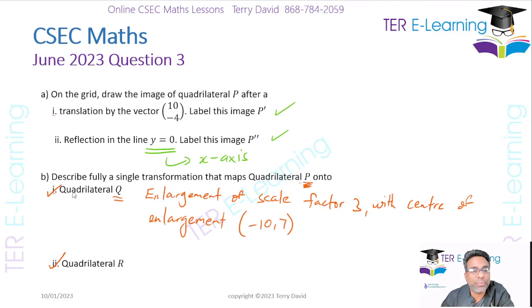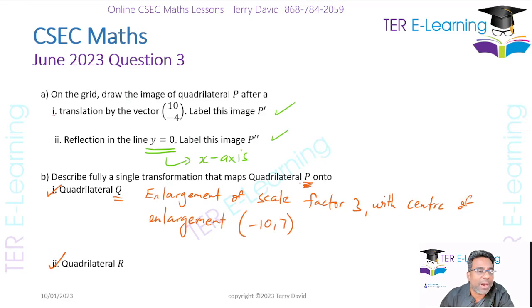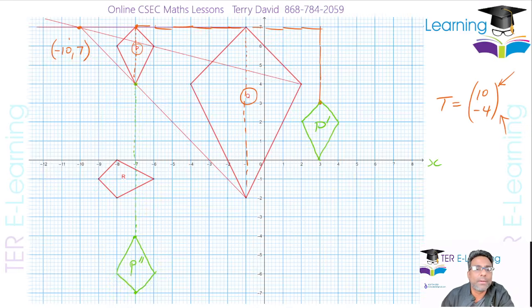In part 2 now, we want to find the single transformation that maps P onto Q. Sorry, P onto quadrilateral R. So P onto R, let's go back here. So this is my original quadrilateral here, that's P, and this is where R is. Now, I've looked at this question all different ways, and maybe it's me, but there seems to be a problem here. Because if you notice, the orientation has changed. When you do a translation, there's no change in orientation, so it's not a translation.